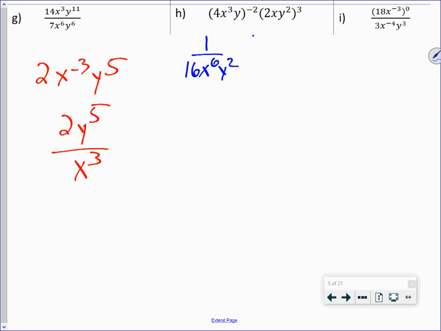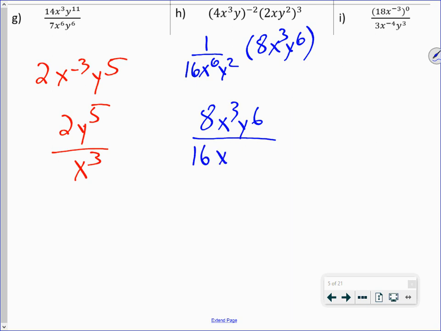And then this will be times 8, because 2 to the third power is 8, 2 times 2 times 2, x to the third, y to the 6th. So that'll be 8x to the third, y to the 6th over 16x to the 6th, y to the 2nd, or 1/2 x to the negative 3, y to the 4th, or y to the 4th over 2x cubed.